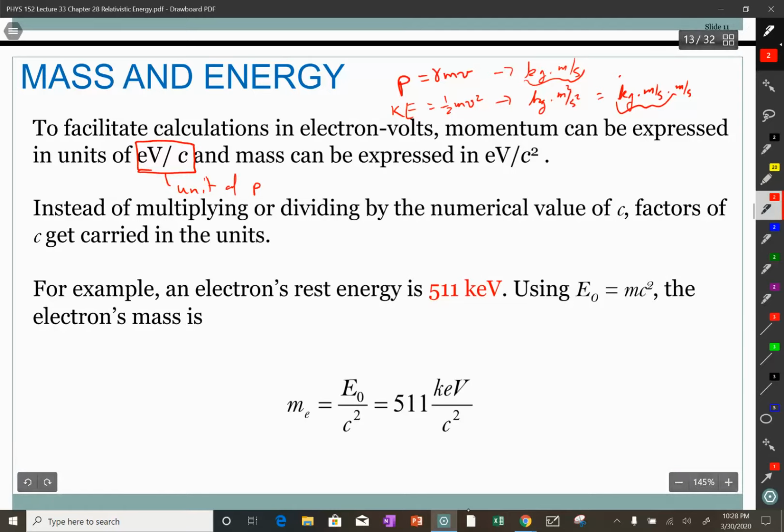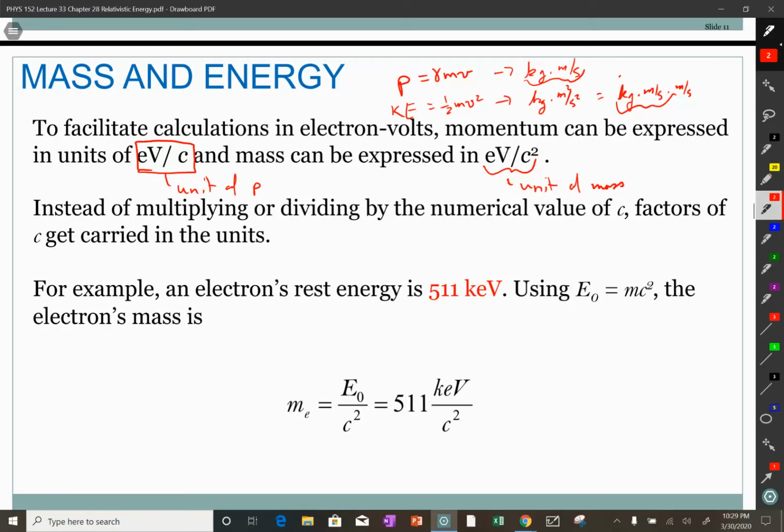And likewise, for units of mass, we use electron volts divided by c squared. So we're going to use these units actually a lot. When we get to nuclear physics, we're going to be doing this a lot more. This makes it a lot easier for us to do calculations because we have things like E equals mc squared.